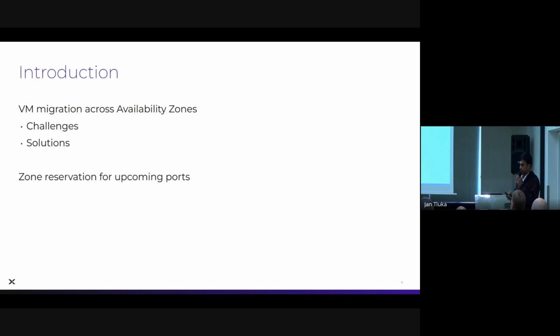Apart from this, there is another use case where we wanted to reserve a zone in the OVN controller before migration. Our use case is to do conntrack entries migration as part of the VM migration workflow. We will talk about these enhancements in detail.